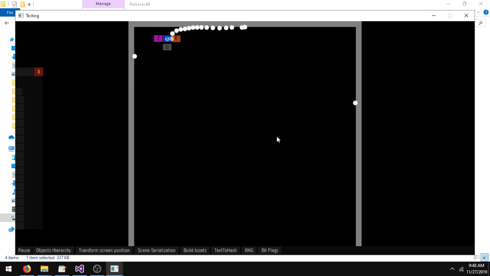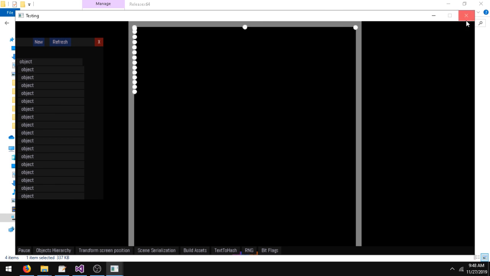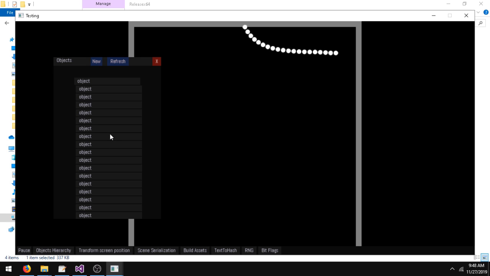Oh Jesus, what did I do? Oh, I knocked one out of bounds. Yeah, this is still fairly elasticy, which is something I want. I want to be able to toggle this elasticity on and off.